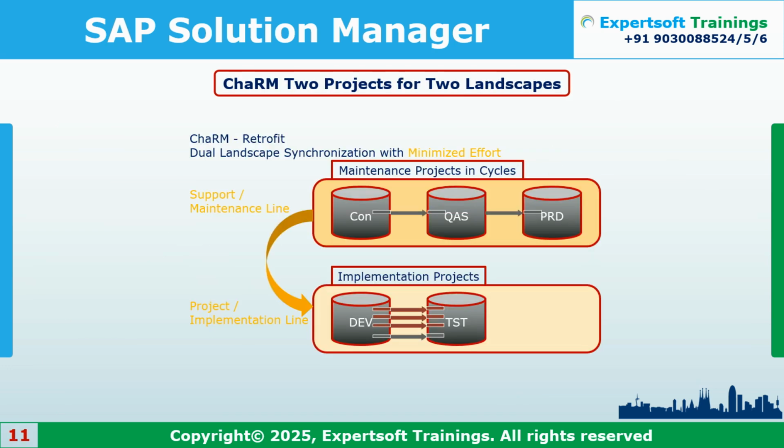So, ChaRM retrofit. Retrofit is needed if the customer has a dual landscape: this is one landscape, this is the second landscape. Changes move from the consolidation system, which is the development system. This is called the maintenance track, and this is called the project implementation track. In the maintenance track, changes go from development to quality to production. Once the changes move to the production system, the same changes should go to the development system of the implementation line. These two will be integrated by using a retrofit tool. Retrofit is used to connect between the systems.